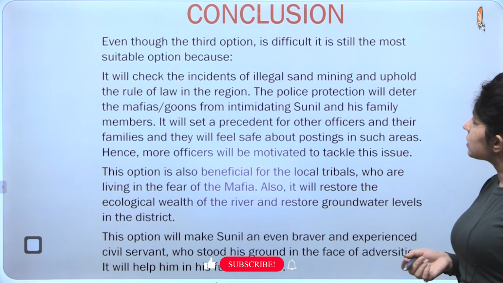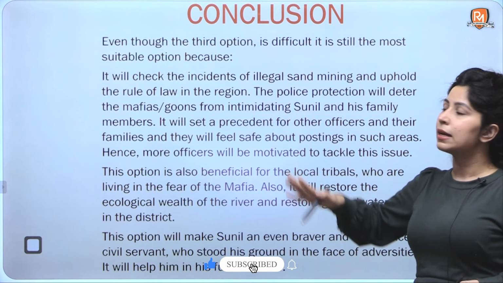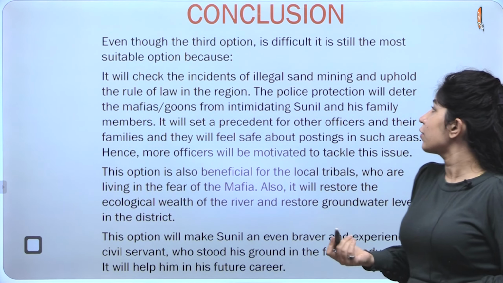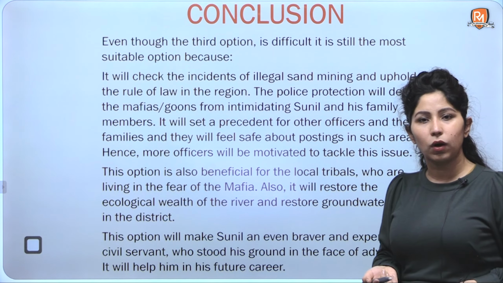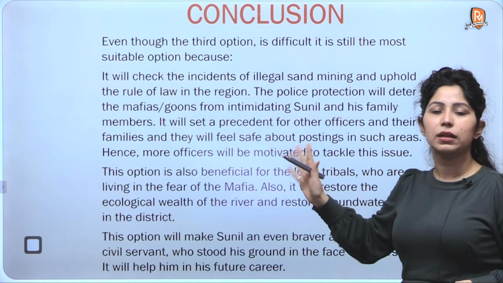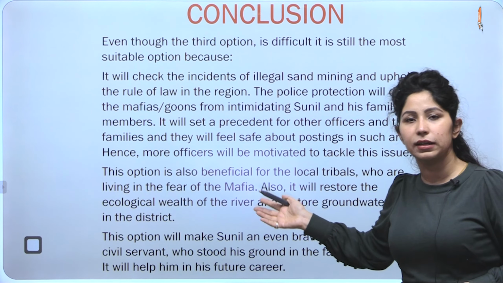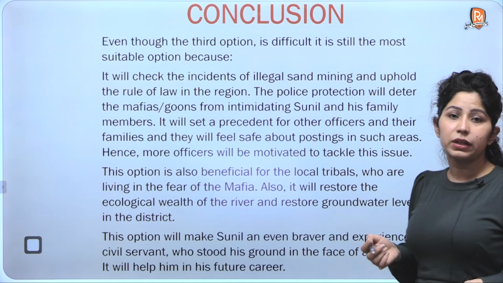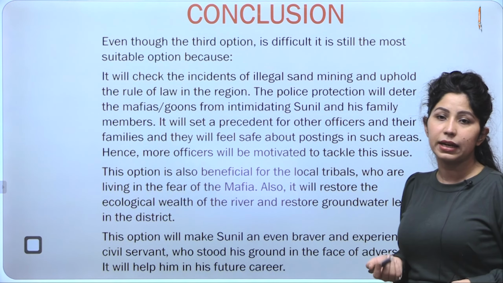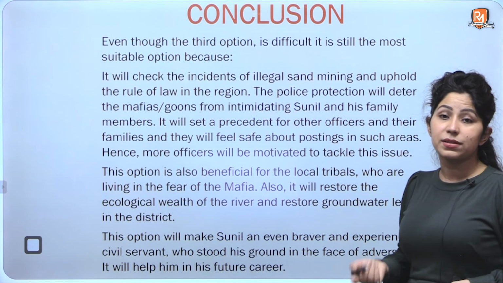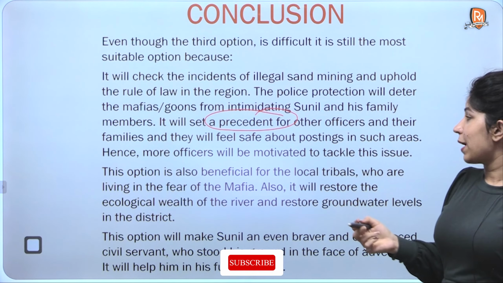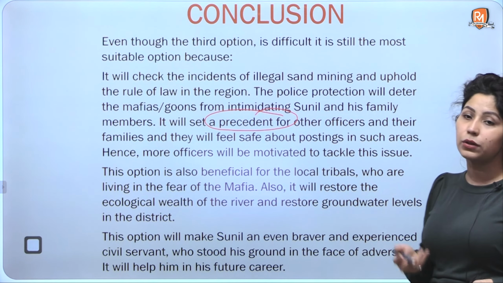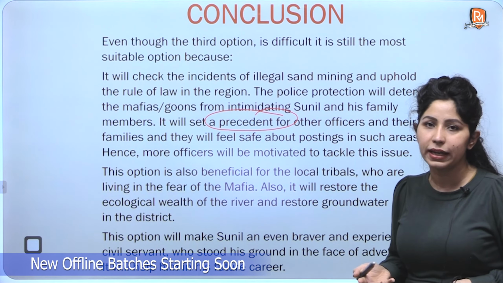Even though the third option is difficult, it is still the most suitable, and you must justify why you are taking the third approach. Because it will check the incidence of illegal sand mining and uphold the rule of law in the region. Exactly what are the positives of this approach have to be written in the conclusion, because these are the positives, that's why we are taking this approach. The police protection will deter the mafias from intimidating Sunil and his family members. It will set a precedent for other officers and their families, and they will feel safe about postings in such areas. Hence more officers will be motivated to tackle this issue, so we can have a stronger team.